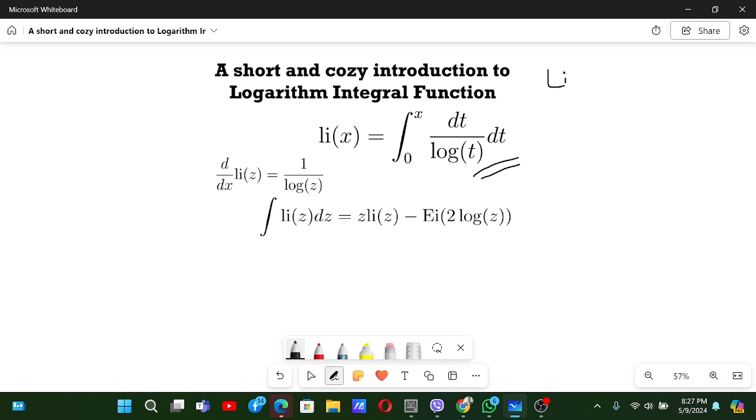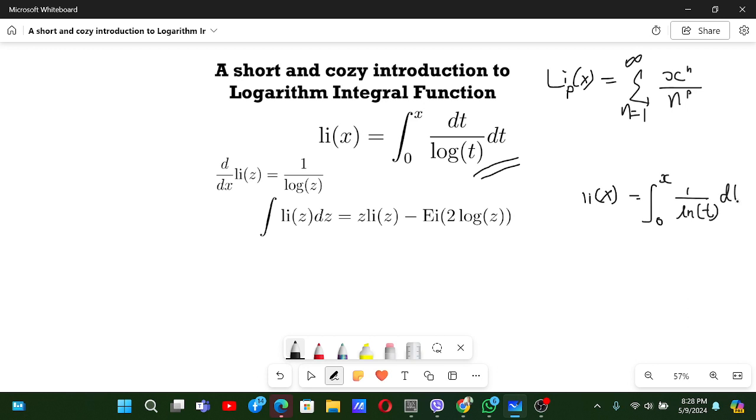other Li function, capital Li of x, which is the polylogarithm function defined as the sum from n equals 1 to infinity. There's also a base of the polylogarithm, which is p, and then x to the power n by n to the power p. This is the polylogarithm function, but our logarithmic integral function Li of x is just defined as the integral from 0 to x of 1 by ln t dt.